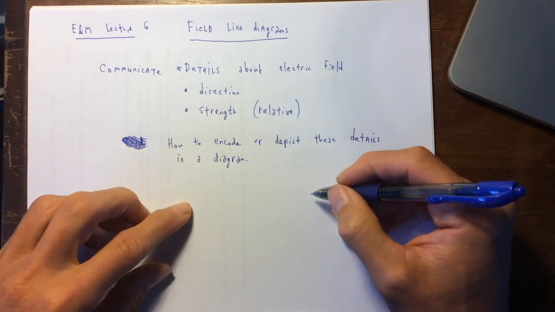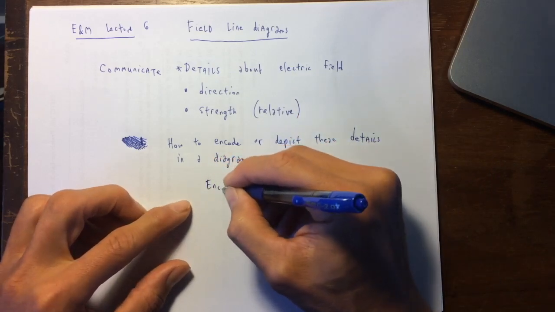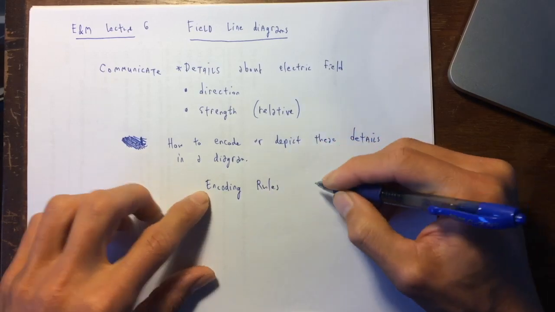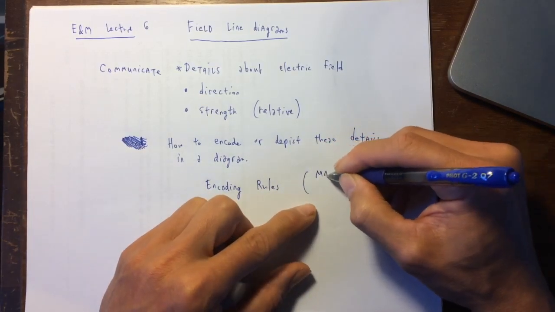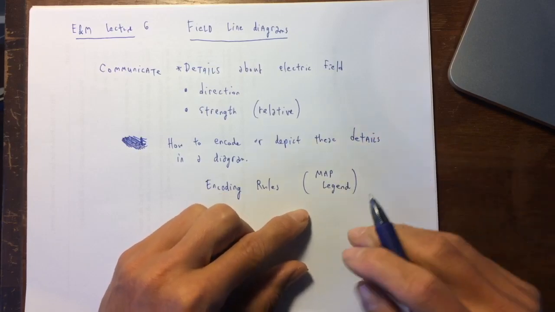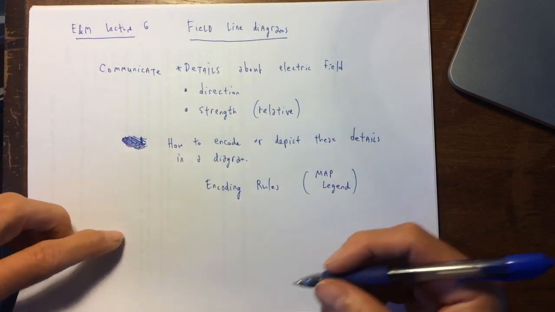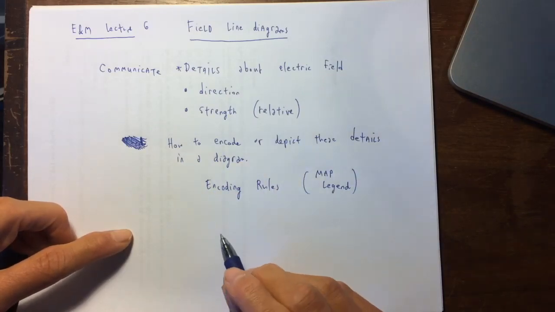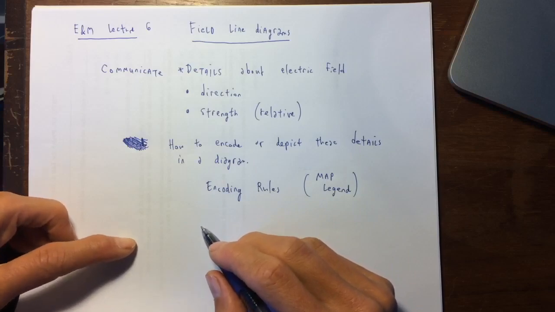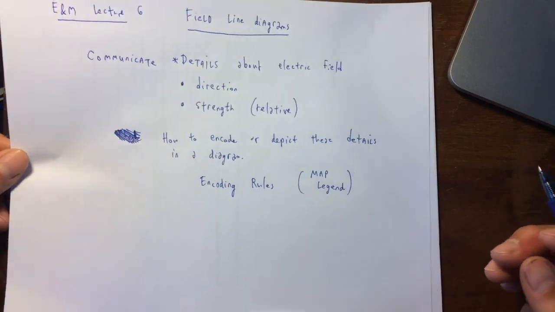So I'm going to show you, for lack of a better way to describe it, these encoding rules. These are similar to what's referred to as a map legend, if you know anything about cartography. So this is what we're going to concentrate on, and I'm going to give you a bunch of examples of me doing the process of doing the encoding. So here we go.